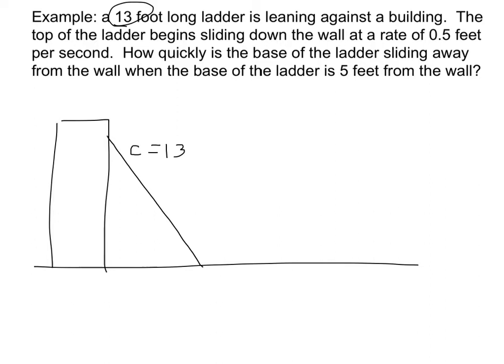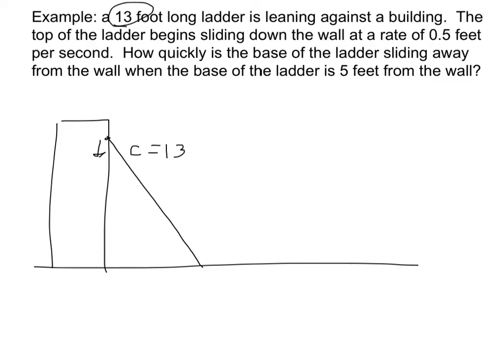The top of the ladder begins sliding down the wall at a rate of 0.5 feet per second. So that means this point up here at the top begins sliding down the wall. So the question that you need to work out, and the thing that I want you to think about, is what does this 0.5 represent? How am I going to write it down? In particular, what label am I going to give to it? Over here, when I picked 13, I decided to call that C. So what label will I give to this 0.5 feet per second? Pause the video and think about that for a second.